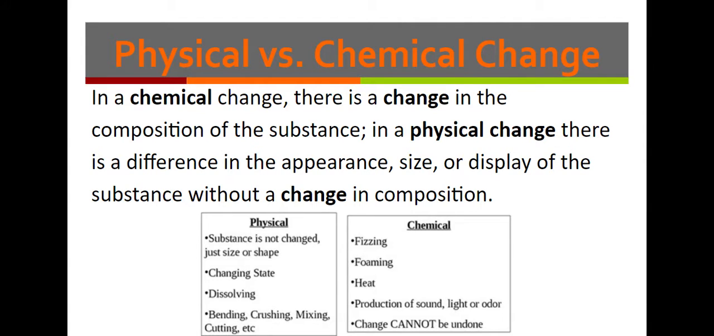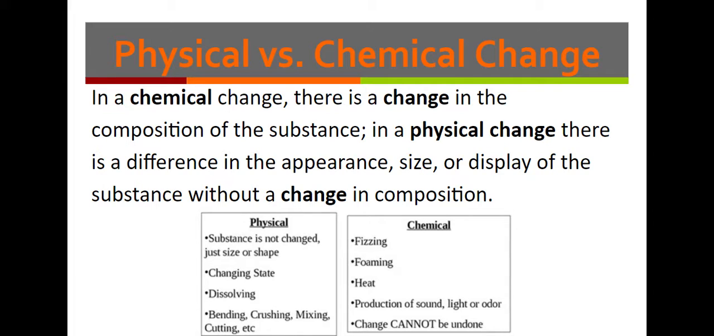In a physical change, there's a difference in the appearance, size, or display of the substance without a change in the composition or the makeup. So, some indicators that we have a physical change is that the substance isn't changed, just the size or the shape. So, that's like me taking this sheet of paper and tearing it in half, right? It's still a sheet of paper. I can put it back together. I can glue it. I can tape it. I can staple it, whatever, but it's no longer in the original shape. A change of state. So, that's like water becoming ice, becoming gas, something dissolving, something bending, crushing, mixing, cutting, etc.